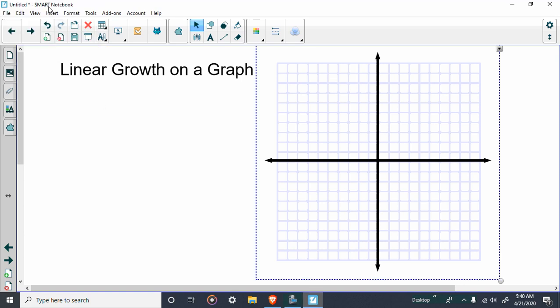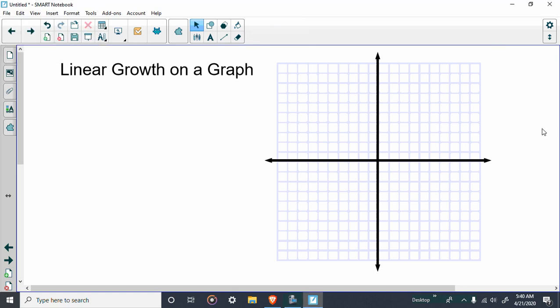All right, guys, quick one today. Over the next few days, we're going to talk about the growth of different types of functions. Today, we're going to talk about linear growth. It's the most basic thing we've been looking at.